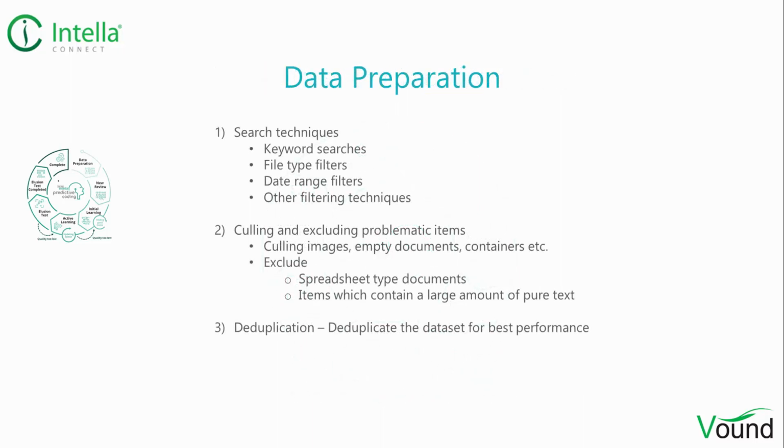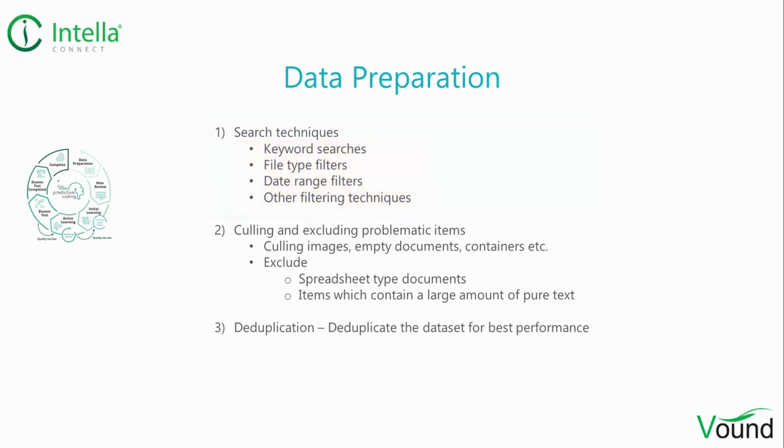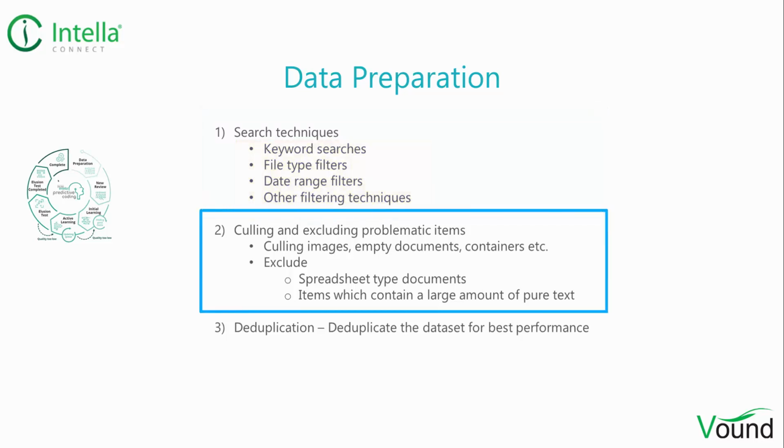Data preparation has 3 parts. Firstly, the process of using searching techniques to identify the potentially relevant items for the review. This may include using search criteria such as keyword searches, date range filters, file type filters, etc. Secondly, the process of culling and excluding problematic file types. Culling items from the dataset which are clearly not of any value is a must. These may include items such as images, containers, empty documents, website types, etc.